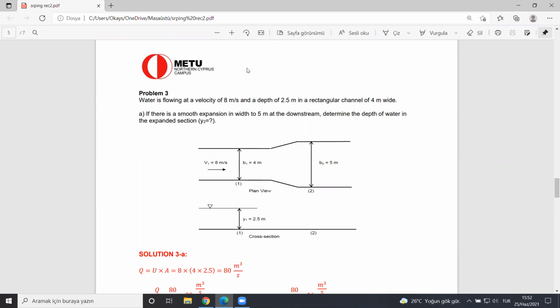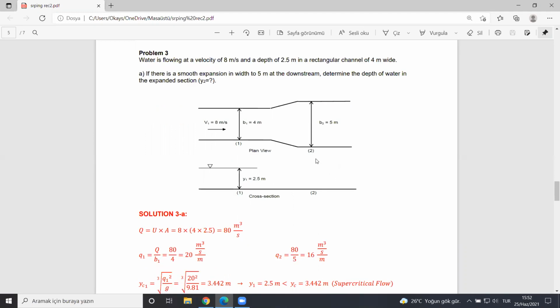It has three parts. Part A: if there is a smooth expansion in width to 5 meters, like in this image, at the downstream, determine the depth of water in the expanded section. So it's actually asking us what is the depth of flow here, or Y2, we can say.